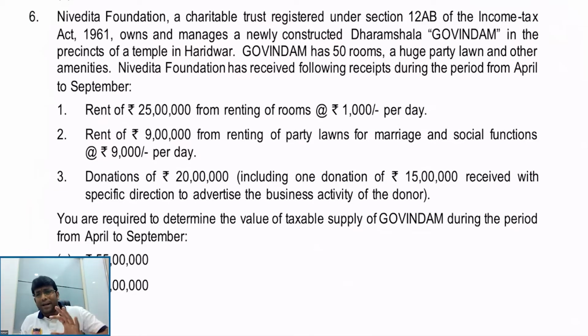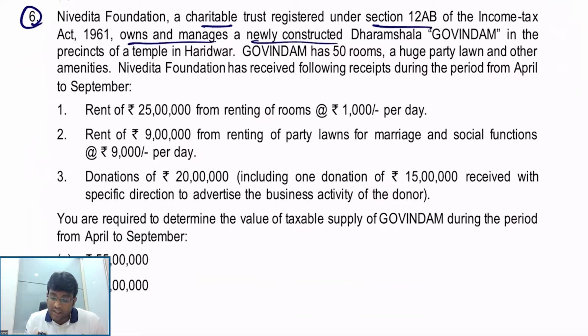Now we have got some independent MCQs, which are not case study based, separate independent MCQs. Let's see them. Sixth one. Nivedita Foundation, a charitable trust registered under Section 12AB of the Income Tax Act, owns and manages a newly constructed Dharmashala, Govindam, in the presence of a temple in Haridwar. Govindam has got 50 rooms, a huge party lawn, and other amenities. Nivedita Foundation has received the following receipts during the period April to September. Rent of 25 lakhs from renting of rooms, 1,000 per day.